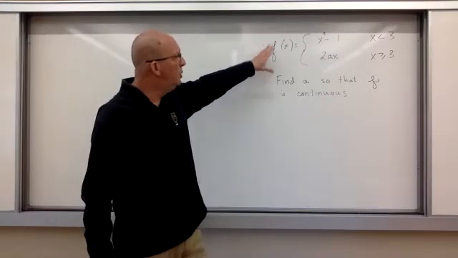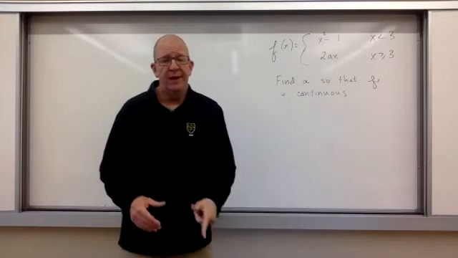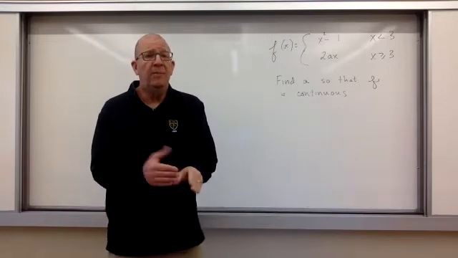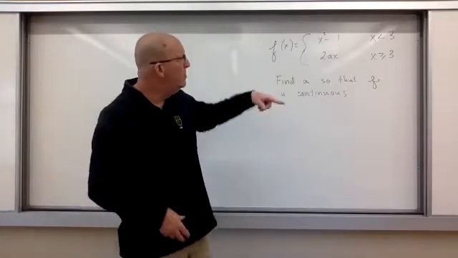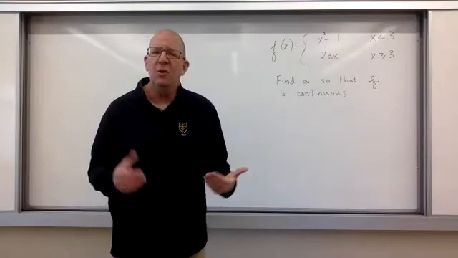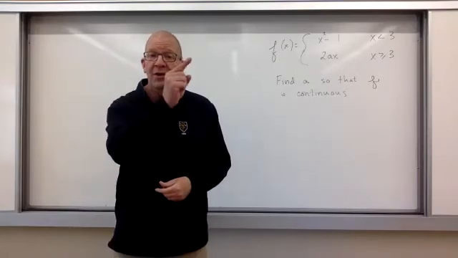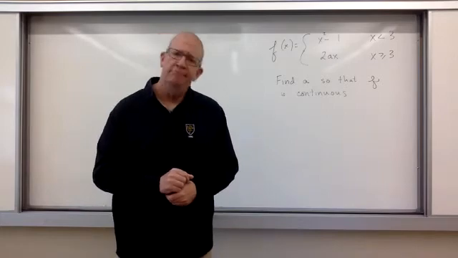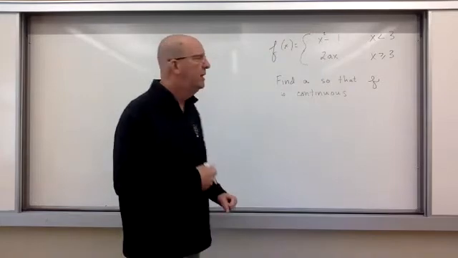We're given two functions, a quadratic function and a linear function. And you know that both of those are continuous everywhere. So really, the only point we're going to be concerned with is x equals 3. And what's going on here? We'll take a look at it graphically, and then we'll solve it algebraically. Let's take a look at the graphical analysis first.